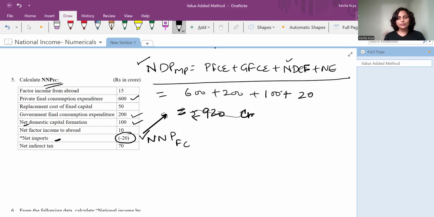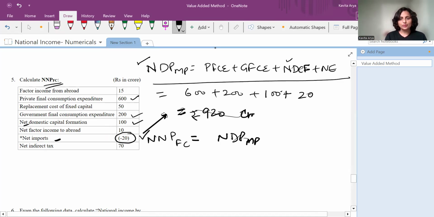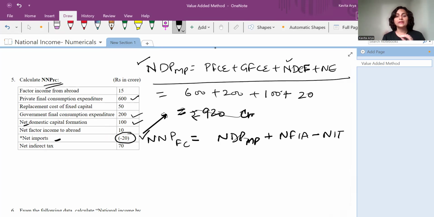Now, what do I need to convert it into? So NNP at FC is to be got from NDP at MP. So what do I do and how do I do it? So N is the same. It's domestic to be converted to national. So plus NFIA, and MP to be converted to FC, that is minus NIT. So here in this question, we are trying to solve the question, but we are not using depreciation either in the first step or in the second step.